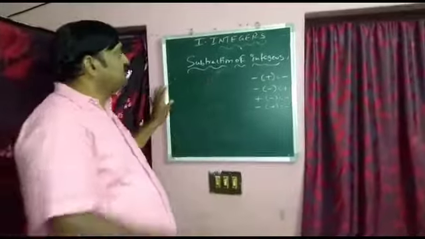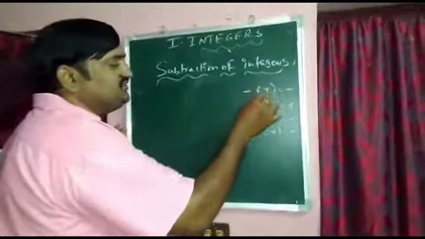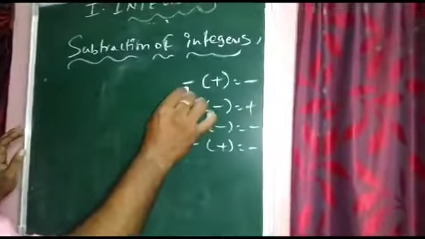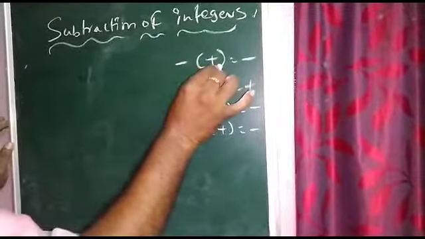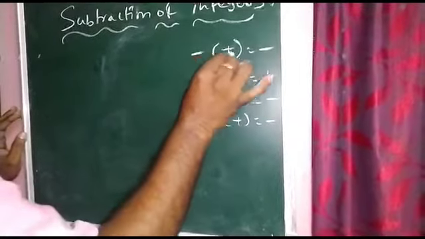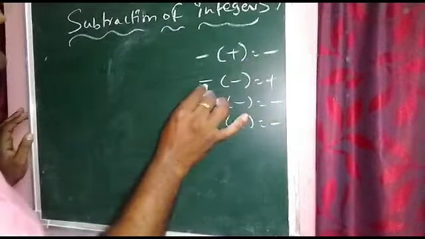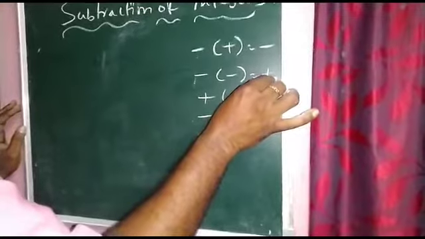Now we are going to learn subtraction of integers. For subtraction of integers, first learn these formulas. Minus into plus, this value becomes minus. Minus into plus is equal to minus. Minus into minus, that value is positive.